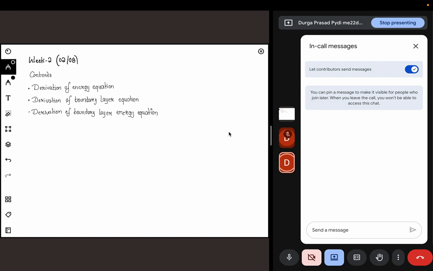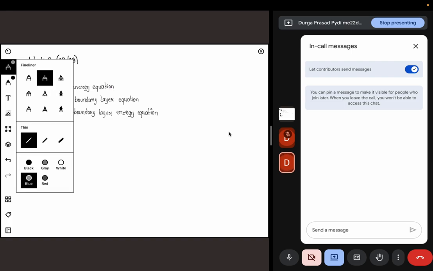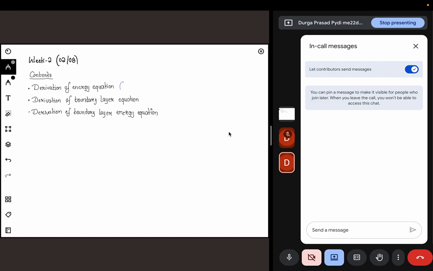So this week we will be discussing three different topics. One is the derivation of the energy equation using Reynolds transport theorem. There are other ways to derive the same thing, but we'll be using Reynolds transport theorem as discussed in the lecture videos, followed by the derivation of the boundary layer equation.